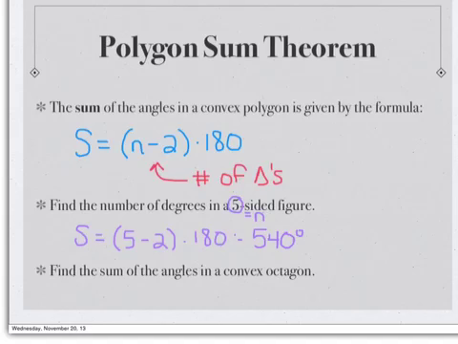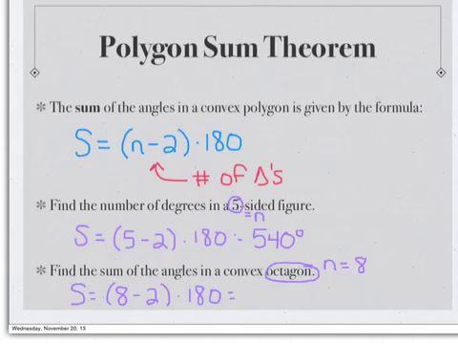Okay, this is what I'm talking about when I said this is why you're going to have to know the vocabulary. This question says find the sum of the angles in a convex octagon. To do what we just did, you have to know how many sides an octagon has. An octagon hopefully is pretty easy. That would be 8 sides. So to get the sum, I would do 8 minus 2 times 180.